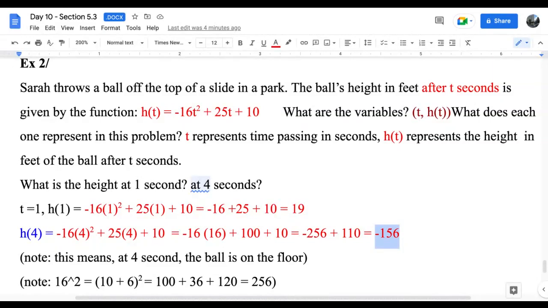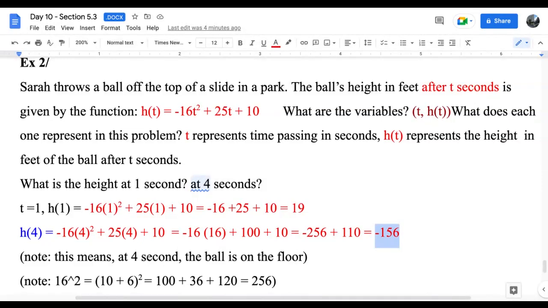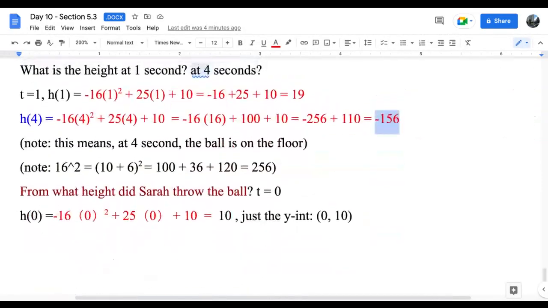Because this is application. This is a live application. We don't do negative measurements. Negative measurements means, you know, the ball hit the ground seconds ago. Okay, anyone has any questions?